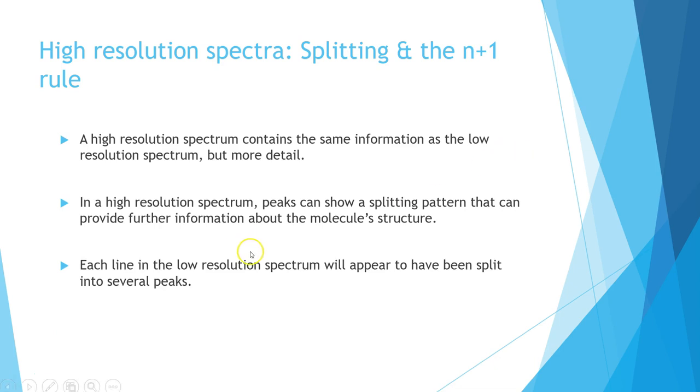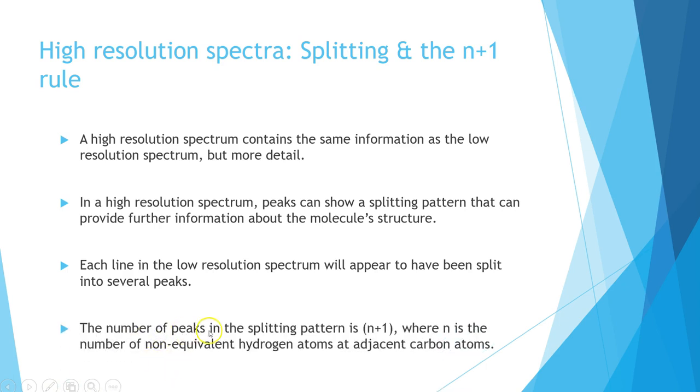So you may remember the low resolution is going to have a series of just peaks, random kind of just weird humps. In a high resolution is where we start to see those spiky lines. Okay, so the number of peaks in the splitting pattern is always going to be n+1. This is our n+1 rule, where n is the number of non-equivalent hydrogen atoms on adjacent carbons. So these are hydrogens that are different to the one responsible for giving that signal. Okay, so different to the one responsible for giving that peak.